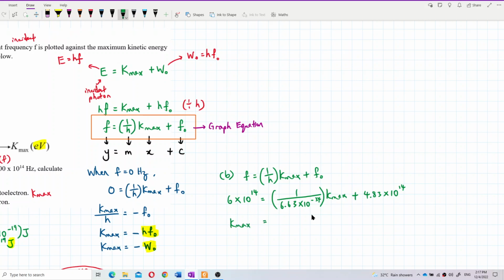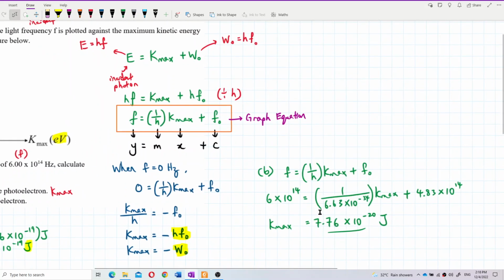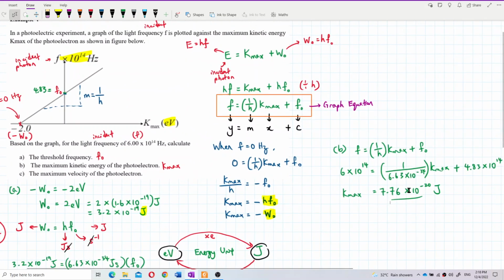And I get the Kmax. So the Kmax I got is 7.76 exponent negative 20 joule. Okay, that's the kinetic energy. I got the Kmax. Now, question C. I want to find the maximum velocity of the photoelectron. Maximum velocity, so I want to find the Vmax.